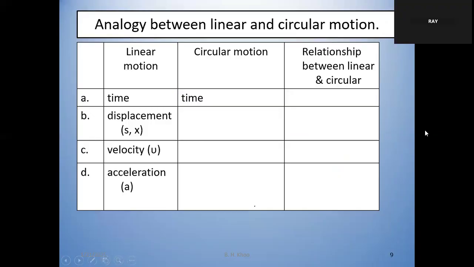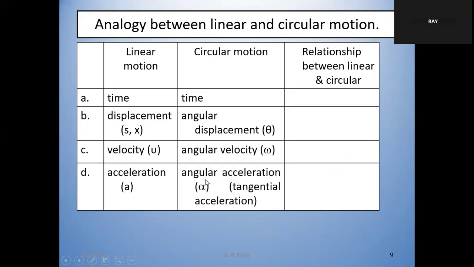Right, in terms of time, linear motion and circular motion are the same, except that instead of displacement, we call it angular displacement. Instead of velocity, we call it angular velocity. Instead of acceleration, we call it angular acceleration. We use alpha. Right? Relationship between displacement and angular displacement: s equals r theta. Same like your maths.